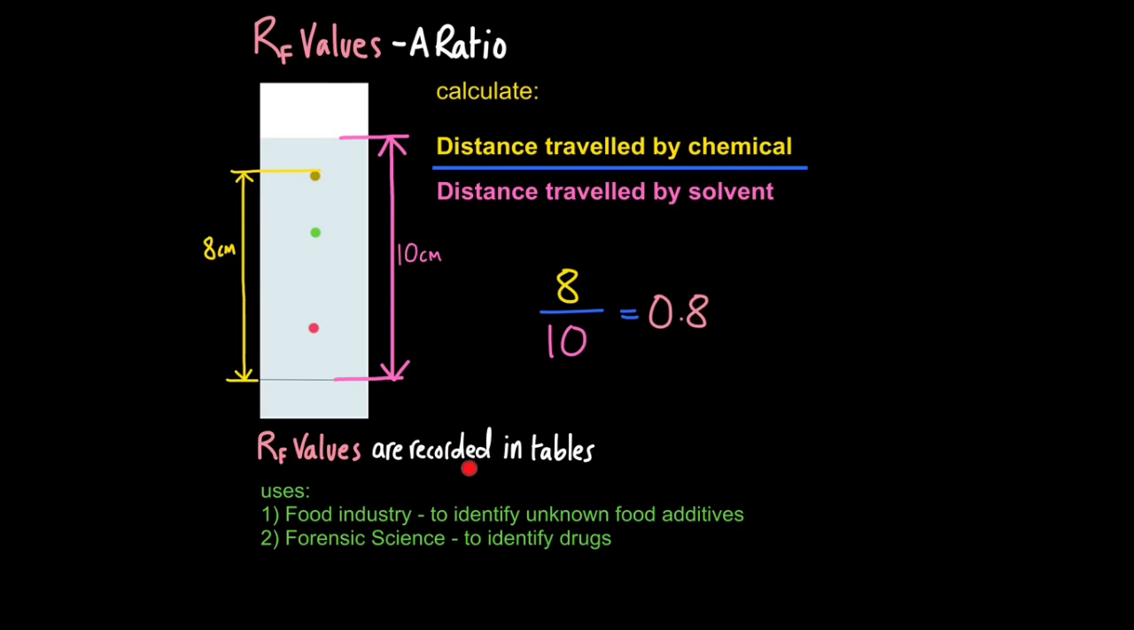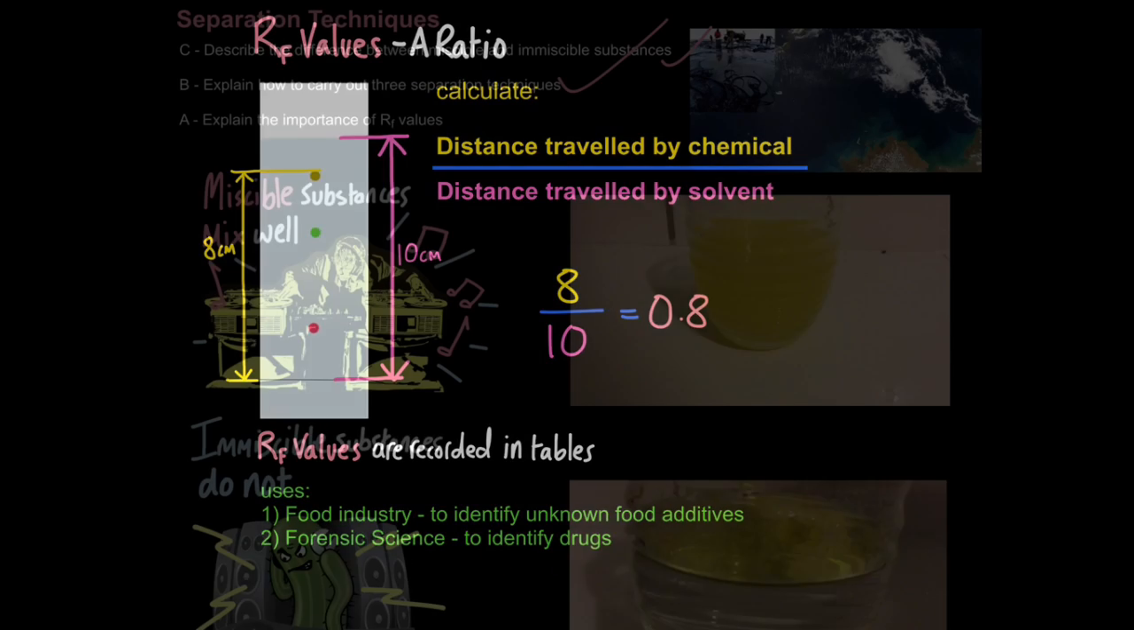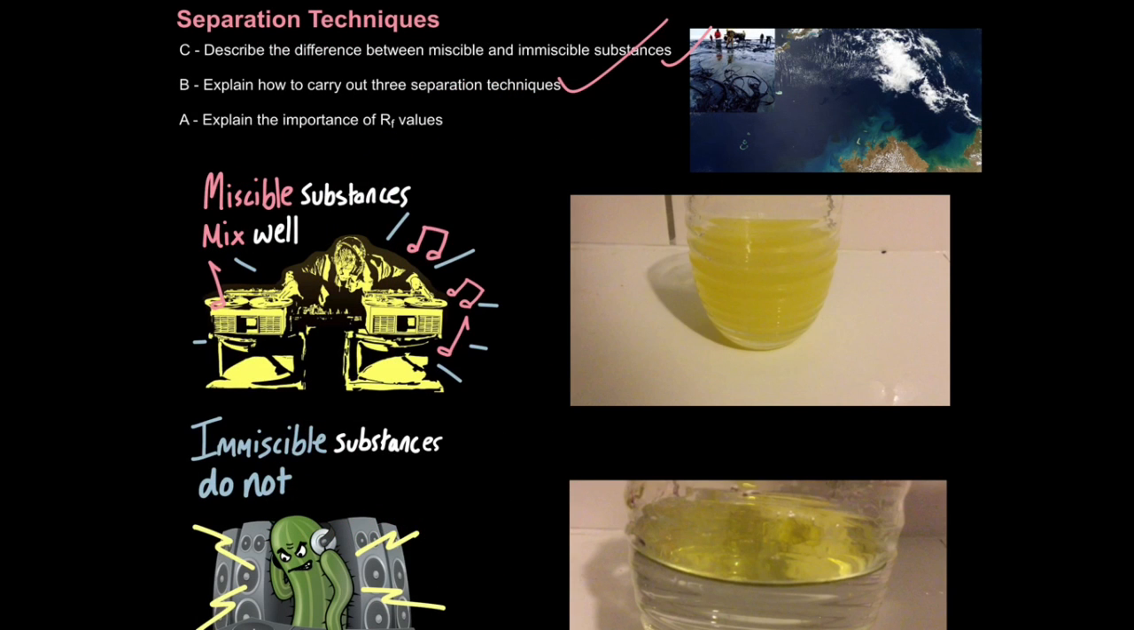So RF values are recorded in tables which are used by scientists. Two uses are in the food industry to identify unknown food additives and forensic science to identify drugs. And that is how you explain the importance of RF values.